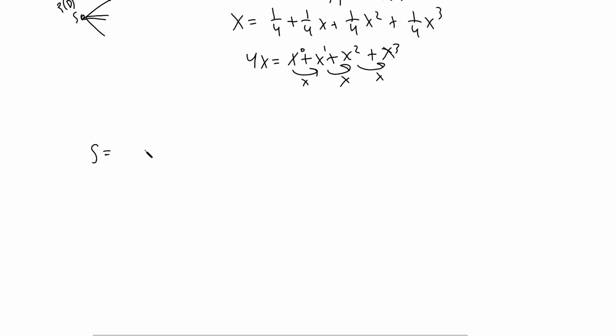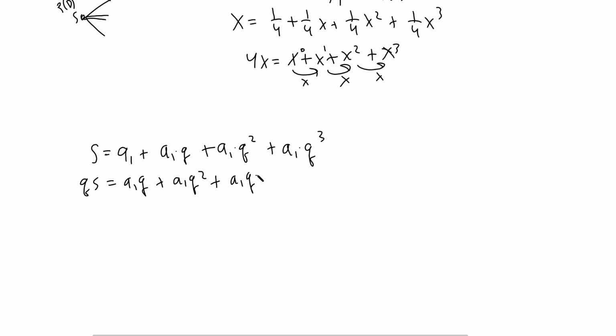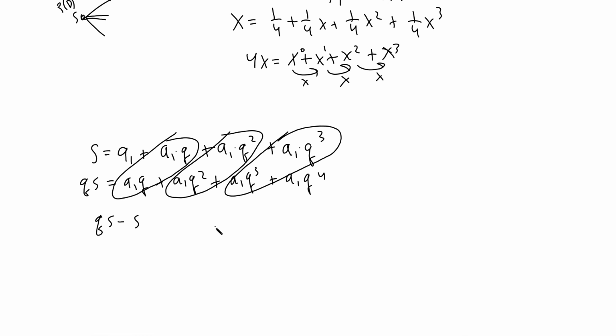The sum of a geometric sequence is, by definition, the first term plus the first term times some common ratio plus the first term times the common ratio squared plus the first term times the common ratio to the 3rd. We only have 4 terms, so stop at the 4th term. If we multiply q on both sides, that becomes a1q plus a1q squared plus a1q to the 3rd plus a1q to the 4th. If we subtract S from qS, then this pair cancels out, this pair cancels out, and this pair cancels out, leaving us with a1q to the 4th minus a1.